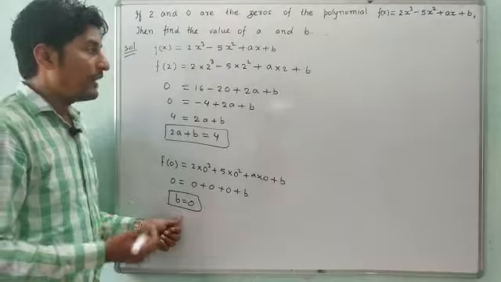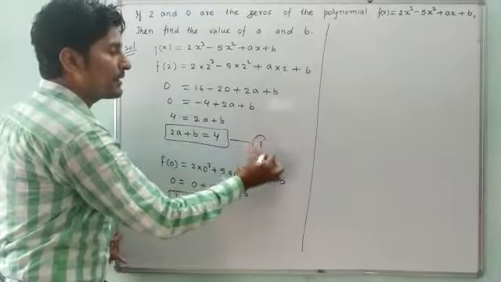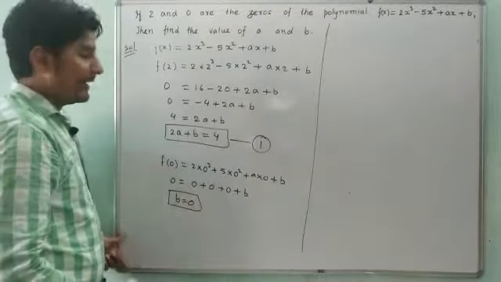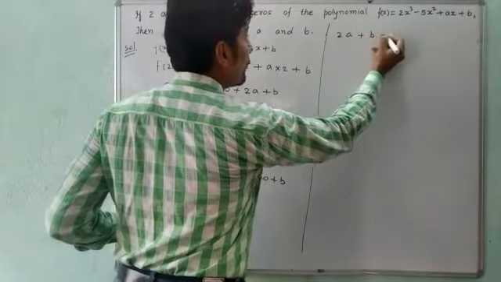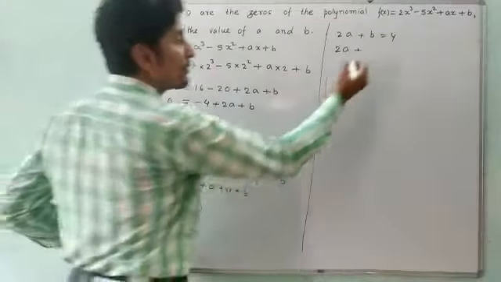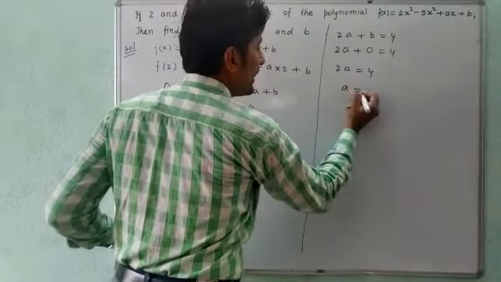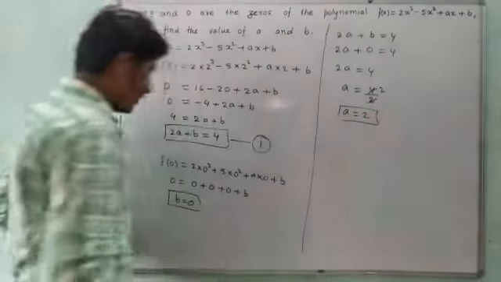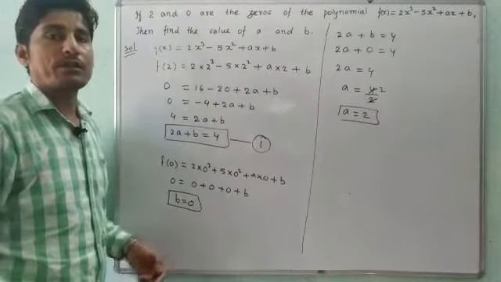Now we have to find the value of a. Let us see how to find the value of a. This value of b we can put here in the equation. Suppose this is equation number 1. So in equation number 1 we can put the value of b to get the value of a. Here the equation 2a + b = 4 is given. So 2a can be as it is, and in place of b we can put 0. So we have 2a + 0 = 4, 2a = 4. Hence a = 4 upon 2, and finally the value of a = 2. So we got the value of b equal to 0 and the value of a equal to 2. So this is the solution.